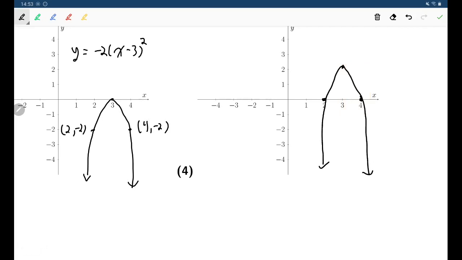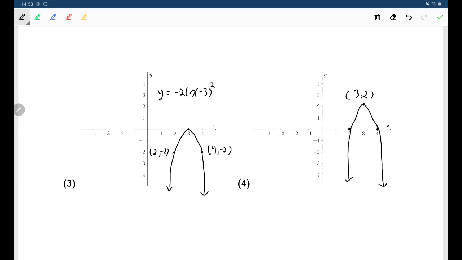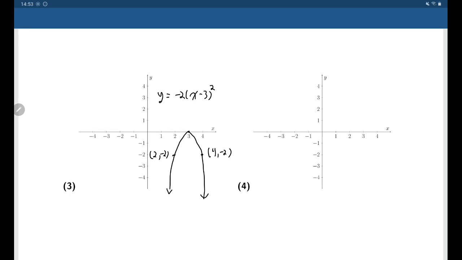There we go. I'll just label that point 3, 2. And then the last thing to do, of course, is label my graph. That was g of x being negative 2 times x minus 3 squared plus 2.